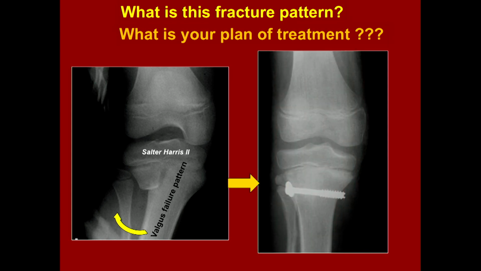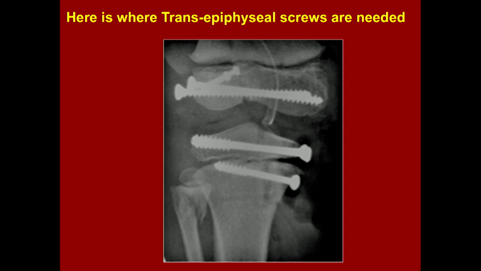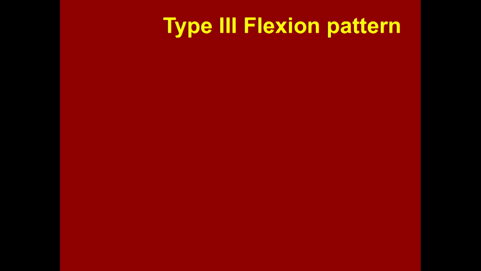Here you can see you have a Salter-Harris 2, and it's a valgus injury. If you have big enough Thurston-Holland fragments, you can use a transmetaphyseal screw. Or sometimes, like in this fracture, you had to use transepiphyseal and transmetaphyseal screws. So sometimes you have to use both.